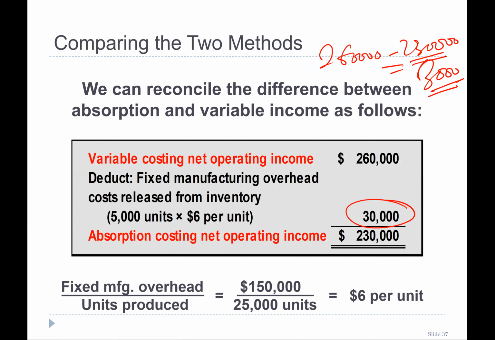It means that the difference is carried forward from our previous year: fixed expenses multiplied by 5,000 units of inventory. Right? Like we said, the difference between absorption costing and variable costing profit is because of the fixed manufacturing overhead in ending inventory. That's it. You see here, fixed manufacturing overhead cost is released from the inventory. That's it.